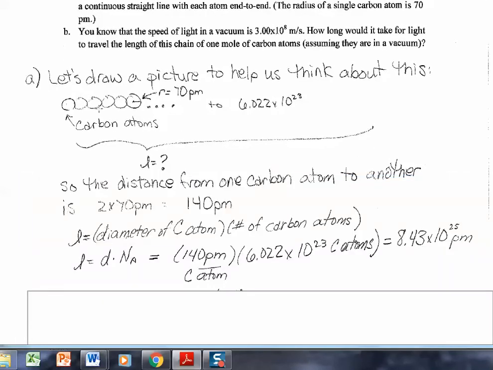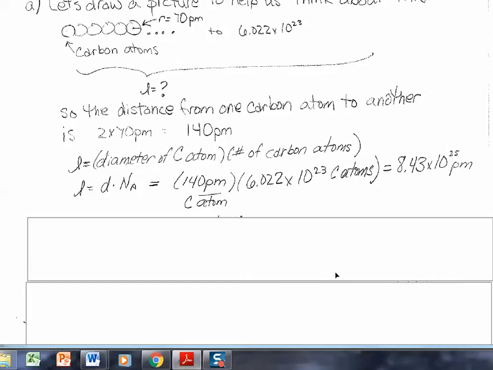So we know the distance from one end of a carbon atom to the other end is going to be twice the radius, or the diameter, 2 times 70 picometers, or 140 picometers. So our length is really the diameter of that carbon atom times the number of carbon atoms lined up. Diameter times Avogadro's number. Or 140 picometers per carbon atom times 6.022 times 10 to the 23rd carbon atoms. So we get a length of 8.43 times 10 to the 25th picometers.